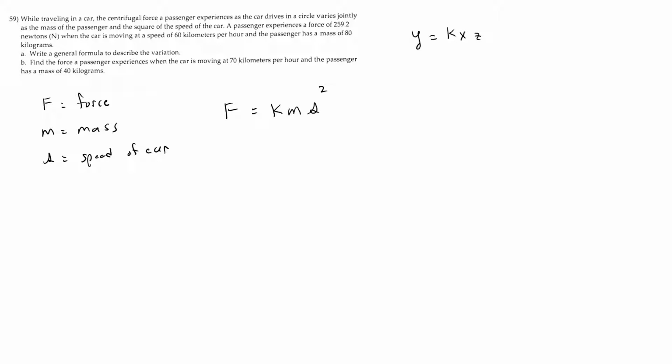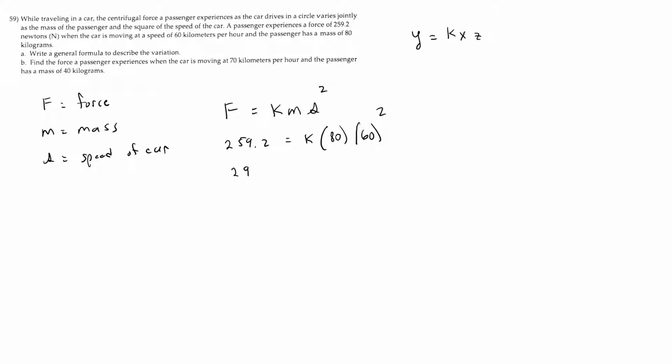Now I got to find k. It looks like we're told that a passenger experiences a force of 259.2 newtons. So that means I'll plug 259.2 in for F, when the car is moving at a speed of 60 kilometers per hour and the passenger has a mass of 80 kilograms. So that means the mass is 80. I'll plug 80 in for M, and the speed is 60. And now I got to use my calculator to solve for k.